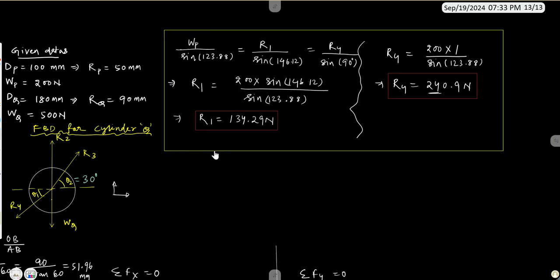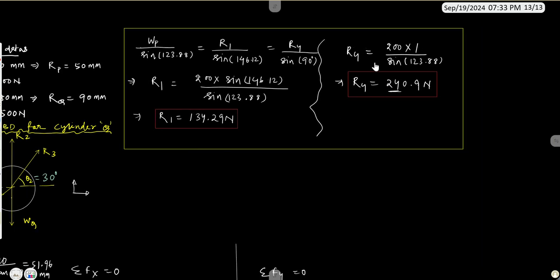So if we'll be comparing that, then of course we'll be able to find out the value of R4, right? So 200, which is the value of WP, multiplied by 1, that is the sine 90 value, divided by sine of 123.88. So from here I can find out the value of R4, that is 240.9 Newton. So from the free body diagram of cylinder P, we found out the value of R1 and R4.